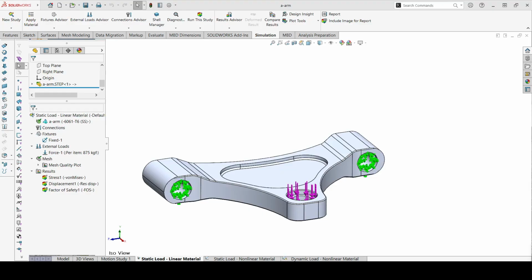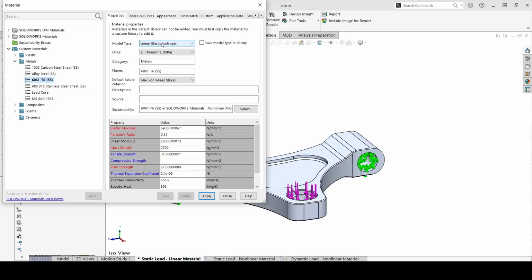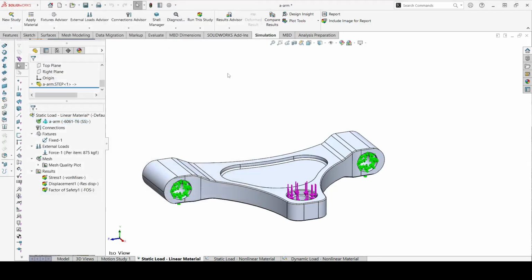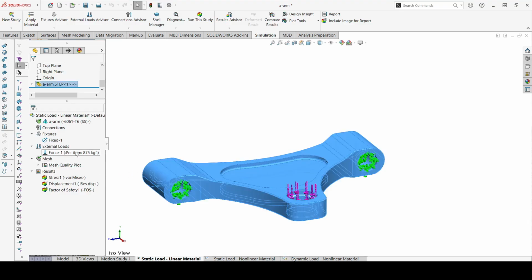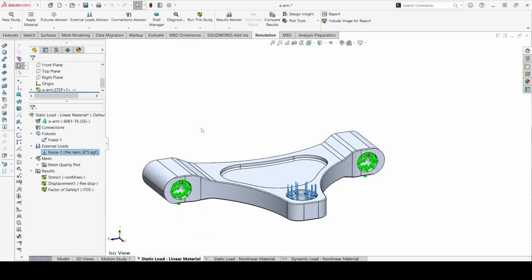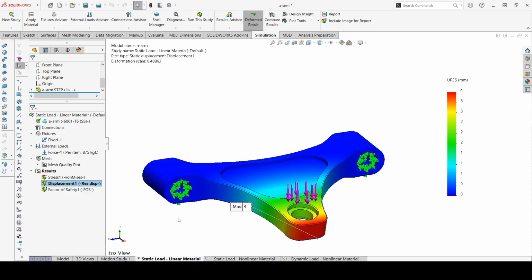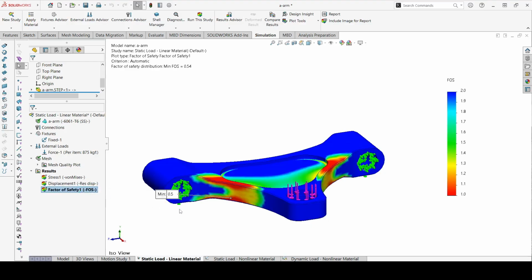The first analysis has the linear isotropic material model, and has a static load of 875 kilograms. The max stress is 507 megapascals. The max displacement is 4 millimeters. And the factor of safety is 0.5.